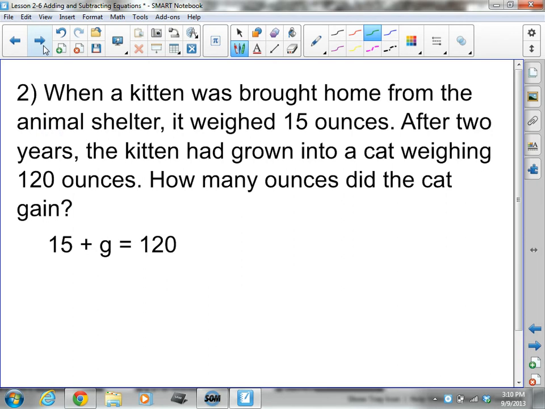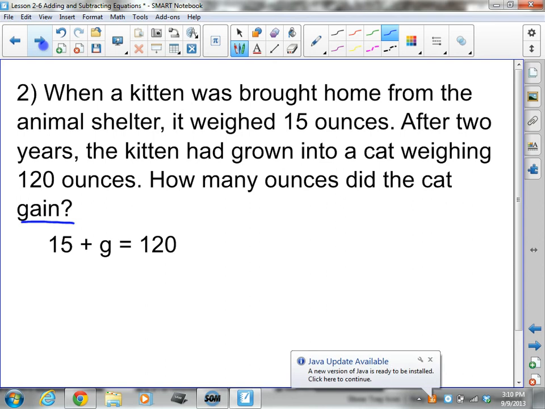So of course we have to get to story problems. What would a math lesson be without a story problem? When the kitten was brought home from the animal shelter, it weighed 15 ounces. After 2 years, the kitten had grown into a cat weighing 120 ounces. How many ounces did the cat gain? So the key word is gain. How many ounces did the cat gain?